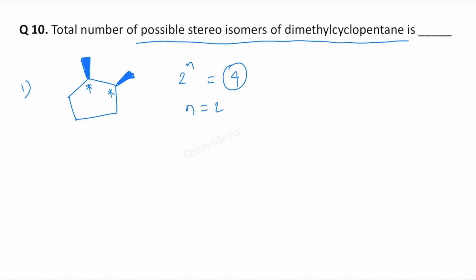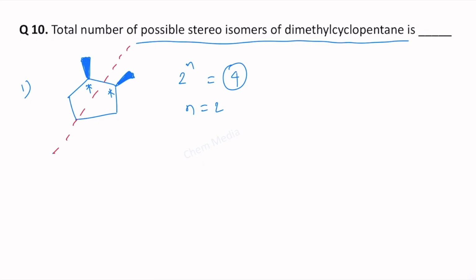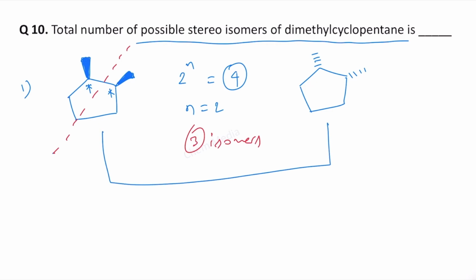No, because this is a meso compound. The molecule has a plane of symmetry. Half of the molecule is a mirror image to the other half. So what will happen when we have mesomer? We won't get the maximum isomers 4. We will get only 3 isomers, isn't it? Because one of them is a meso compound. This one as well as this one are identical. Whether you put both the methyl groups up or both the methyl groups down, they are one and the same. Because you can reach this one if you rotate the molecule 180 degrees.